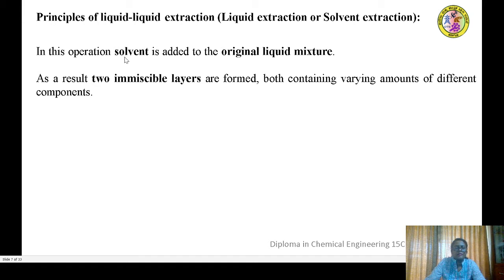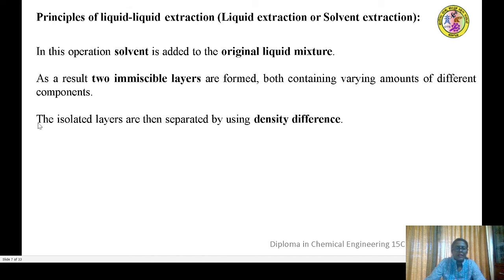Okay, consider the three components: the solvent, the component that is being removed from the given mixture, and the component that is not soluble in the solvent. All these three components will get distributed between the solvent phase and the other liquid phase from which you are separating the components, but in very different amounts. So both the resulting liquid phases will contain varying amounts of different components.